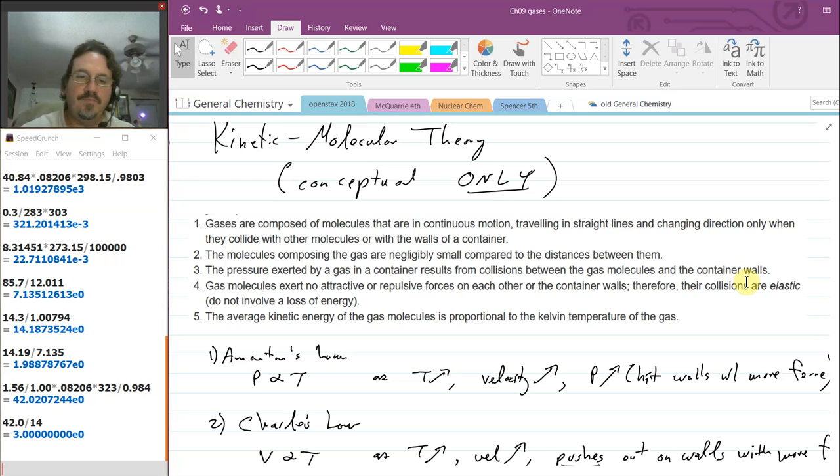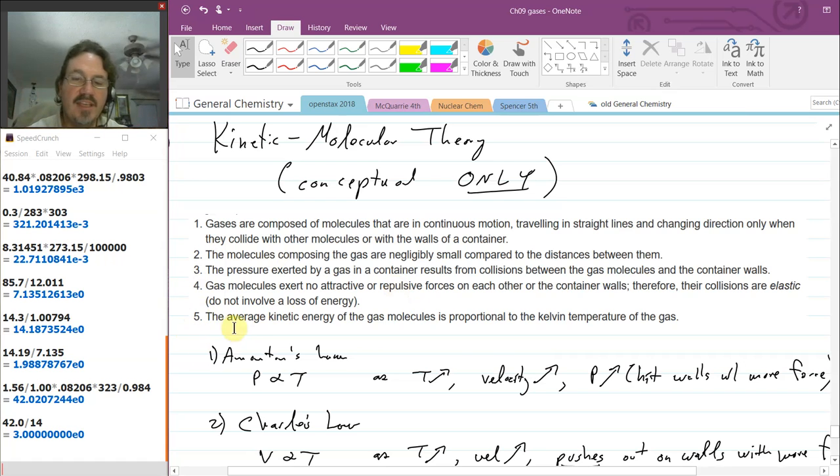Number 4, the gas molecules exert no attractive or repulsive forces on each other or on the walls of that container. Therefore, the collisions are called elastic. That is to say, they don't lose energy. When they're bouncing around, once in a while they hit each other, they bounce off perfectly in an elastic collision from physics. In other words, there's no loss of momentum. There's no loss of kinetic energy. We don't have to worry about that complication. They just bounce off each other, and they bounce off the sides of the wall again. No loss of energy there. Perfect elastic collisions. That simplifies things and makes it easier for us.